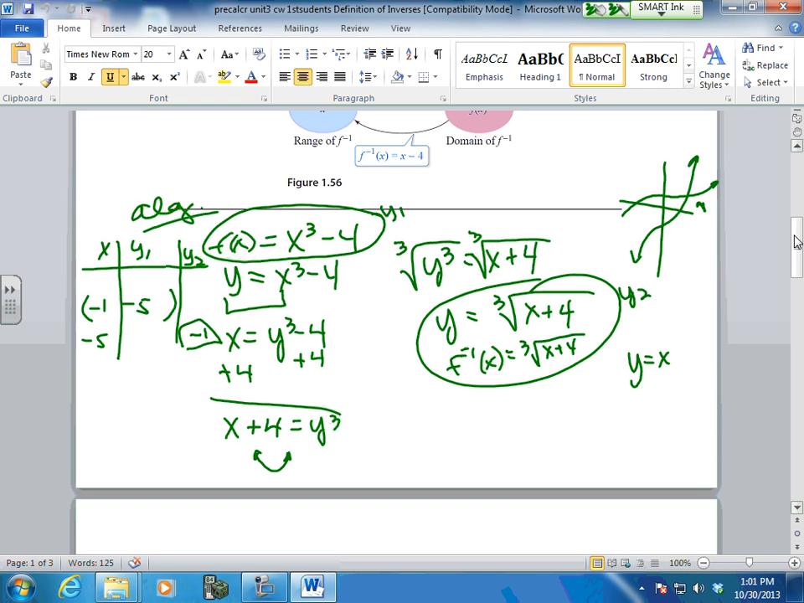Everything about an inverse changes. Your x and your y's interchange. Your domain and your range interchange. It's not easy to see the domain and the range interchange here because your domain and your range are both all real numbers. And they continue to be all real numbers. Okay? Alright.